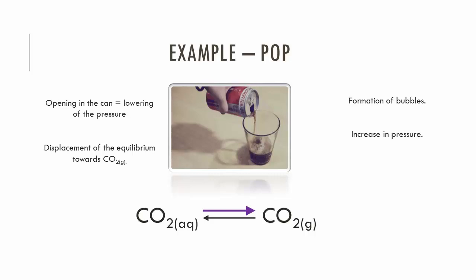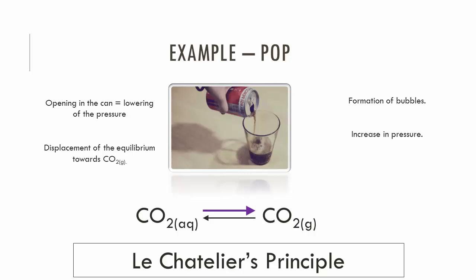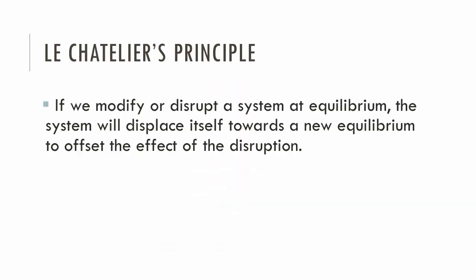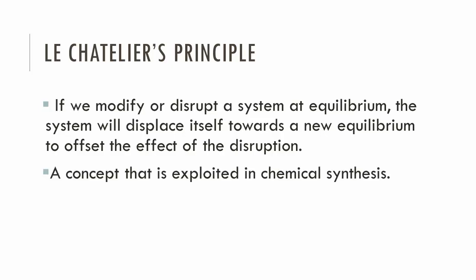The system's response to this change in pressure aims to re-establish an equilibrium, and is an excellent demonstration of Le Chatelier's principle. By definition, Le Chatelier's principle says that when a system at equilibrium is disrupted or modified, the system will adapt and move towards a new equilibrium to try to offset the effect of the disruption. In chemical synthesis, we exploit this concept to maximize the yield of reactions.